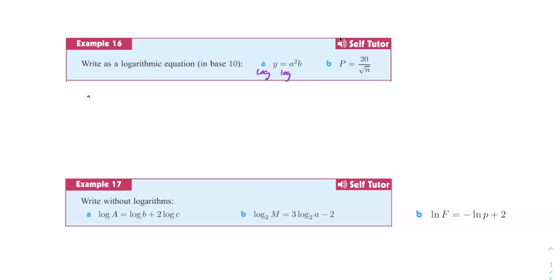So it's going to look like this for a. Log of y equals log of a squared b. So we wrote it in log form. Now just to practice, let's expand this out.